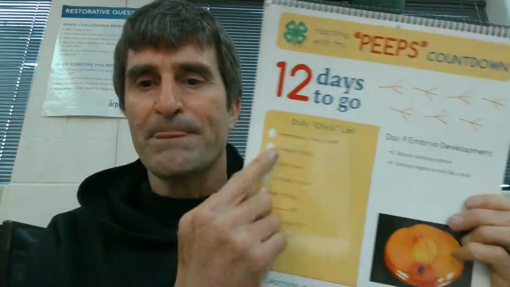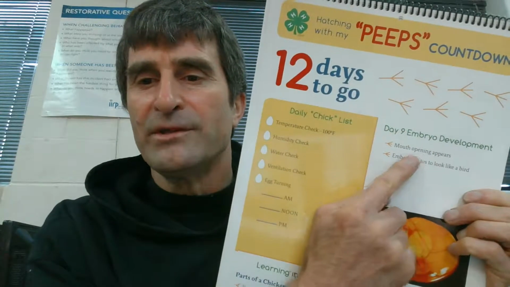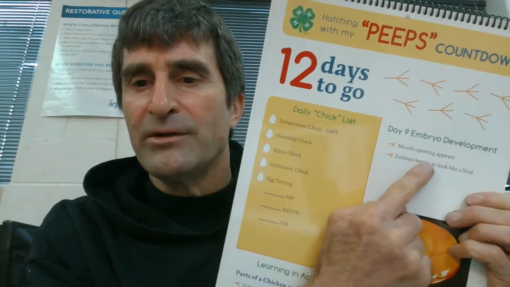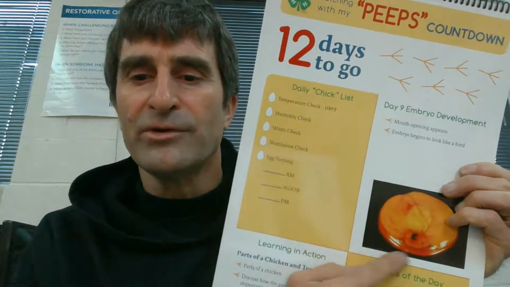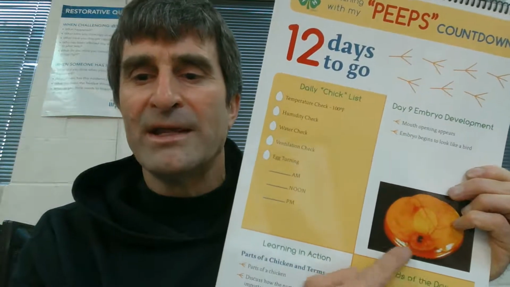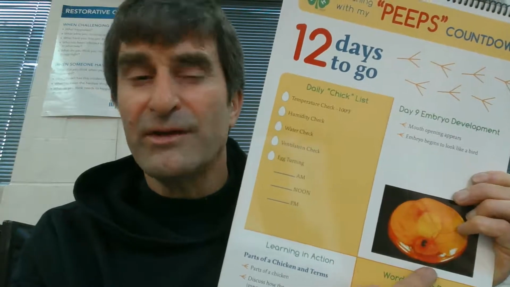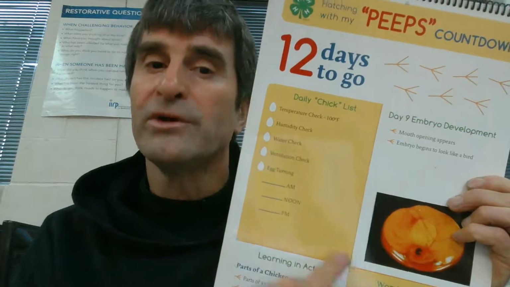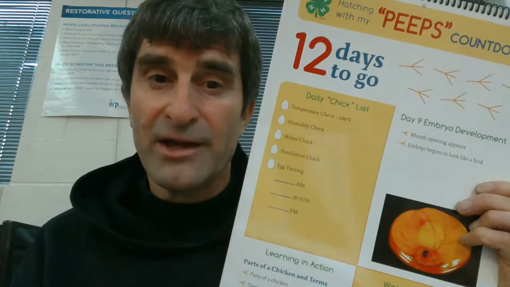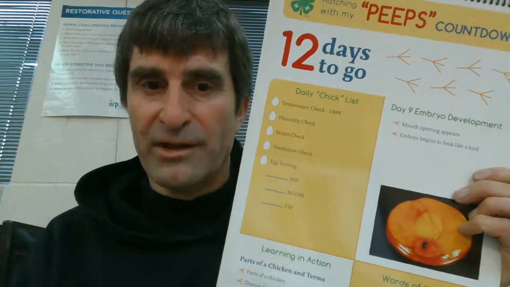We're going to look at one more thing. Embryo development. Today, the mouth opening appears and the embryo begins to look like a bird. So when you look at this embryo, the embryo is a baby chick. It begins to look a lot like a bird. Even though we saw some of the facial characteristics before, now we're seeing the whole embryo start to look like a bird. The legs, the beak, everything.